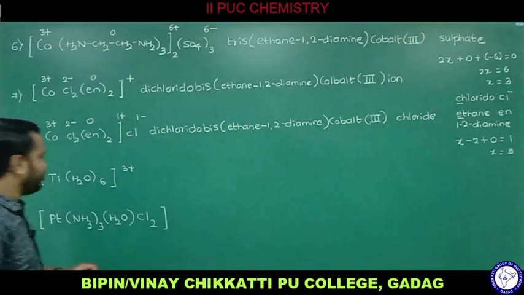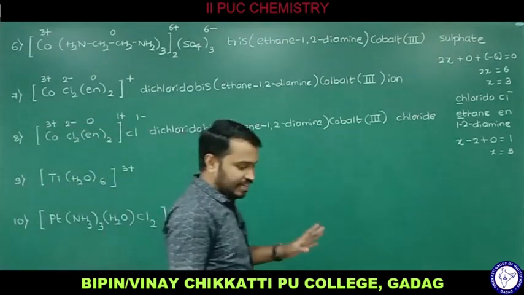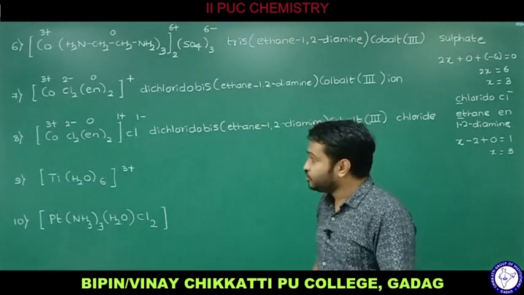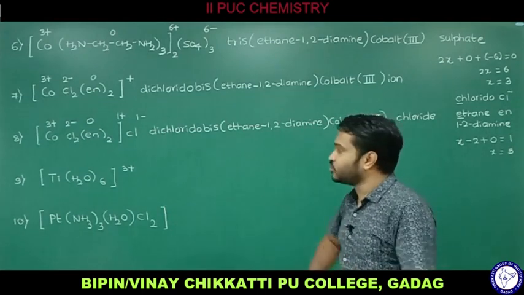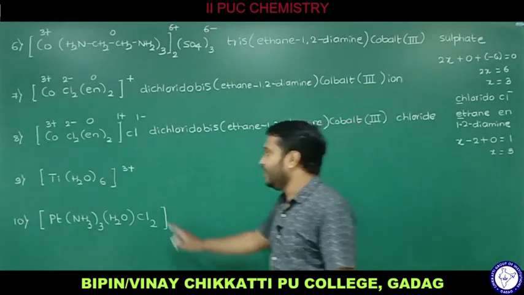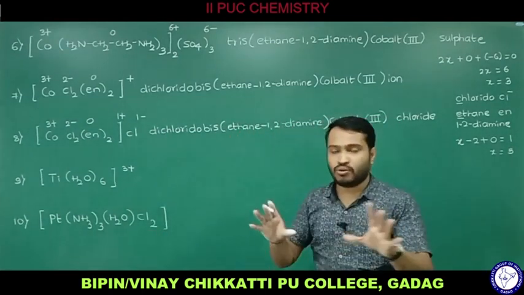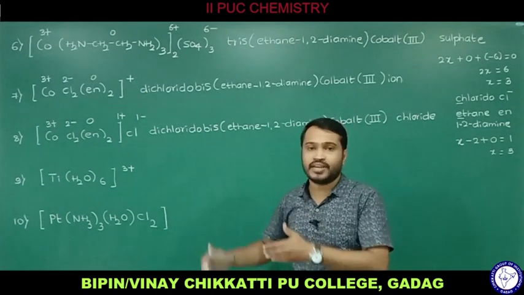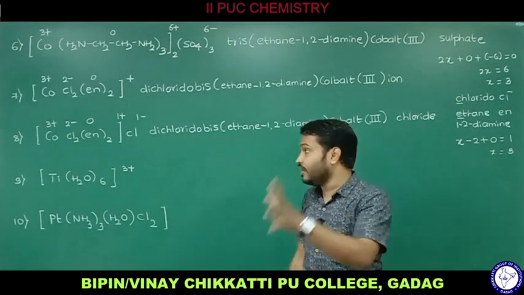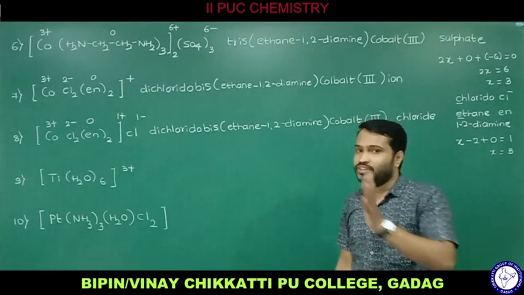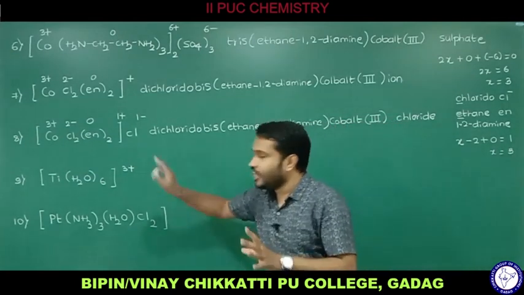Example number 9: we have titanium, with H2O six times in a square bracket, with Ti plus. Now this is not a complete coordination compound because we don't have a counter ion, meaning after writing the name we have to end with ion because we have a charge over here.